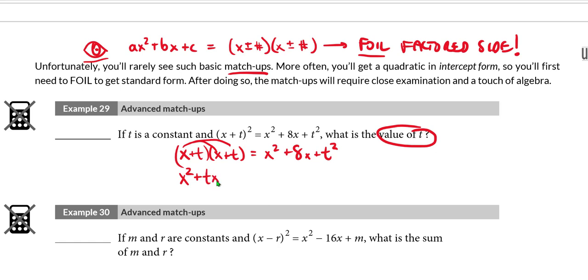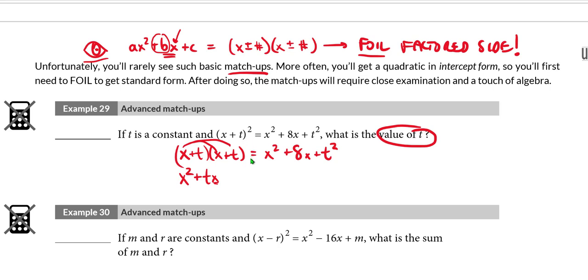A lot of students do get into a little bit of trouble when they write xt. If you write xt, it's not wrong. xt and tx are exactly the same as each other because of the commutative property of multiplication. However, I want to keep the x second just because that's the way we tend to write quadratic polynomials, quadratic trinomials. We have a coefficient in front of the x, and then we have the x itself.